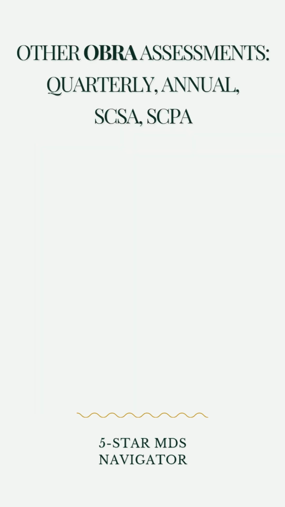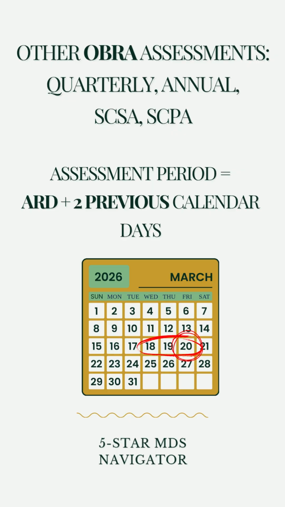For other OBRA assessments, including quarterly, annual, significant change in status assessment, and significant correction assessments, the Section GG observation period also follows the last 3 calendar days ending on the ARD. So again, you're using the ARD plus the 2 previous calendar days, not the first 3 days of the stay.